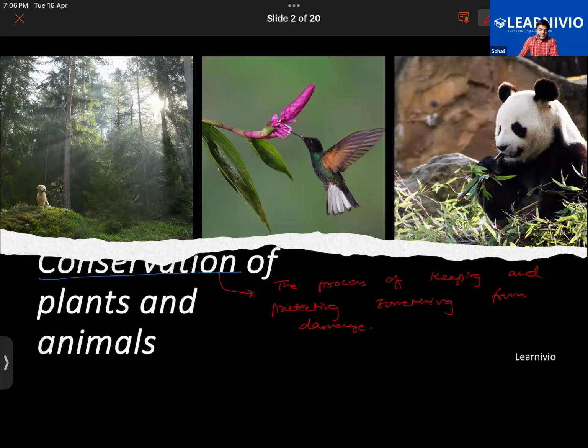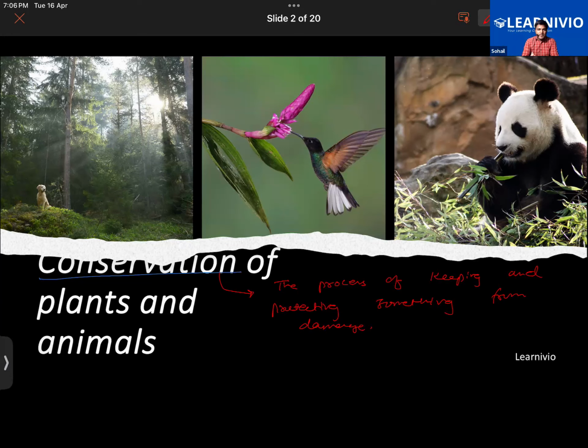So basically, the conservation of plants and animals, what does it mean? It means that plants and animals which occur in the forest should be kept in a way that they remain protected in their natural environment in which they are found. So that is what conservation of plants and animals means. Also, you take only that much which will suffice your purpose.